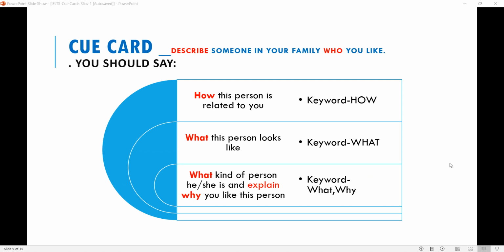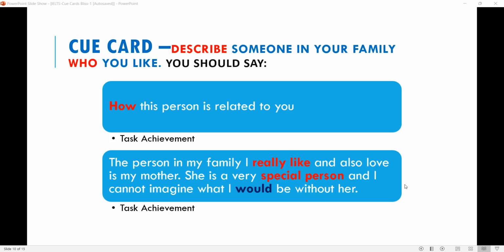Keyword in the first, how; second, what; third question, again what; and then explain why. So these are the keywords. Let me tell you, once you know the keywords, it is very, very easy for you to make sure that you are all set to answer your question. The first question about the person, we have to be very, very specific and to the point: how this person is related to you.